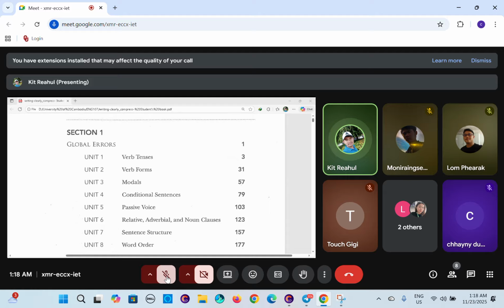You're going to be teaching the lesson from Unit 1 to Unit 3, and next week, Perea and Gigi are going to present the next two units, so the next two chapters, Units 4 and 5.